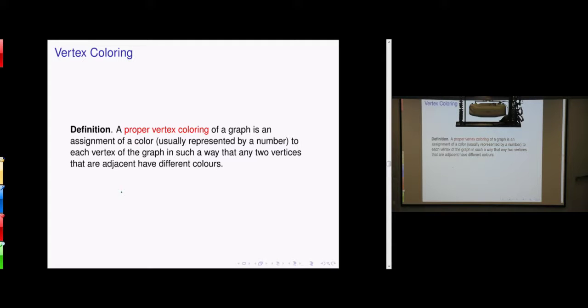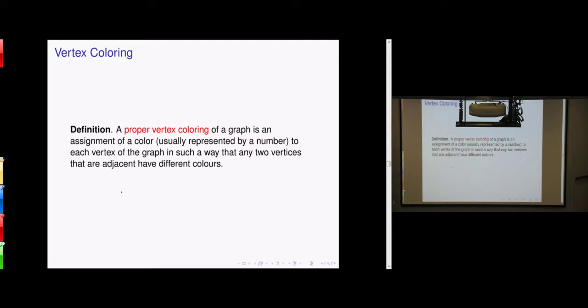So the third topic of today is vertex coloring. First, let me tell you what it means. A proper vertex coloring of a graph is an assignment of a color, usually represented by a number, to each vertex of the graph in such a way that any 2 vertices that are adjacent have different colors. So what does it say? A vertex coloring is you just give a color to each vertex.